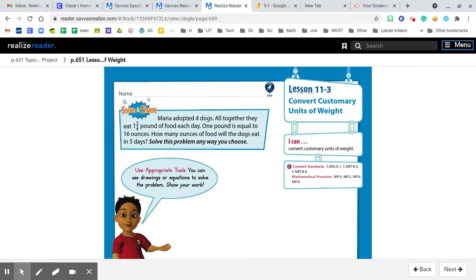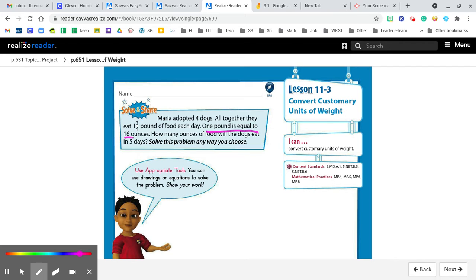All right, today we're doing lesson 11-3, converting customary units of weight. The key concept for you to know for this unit is 1 pound is equal to 16 ounces. Maria adopted 4 dogs. Altogether, they eat 1 3/4 pounds of food each day.